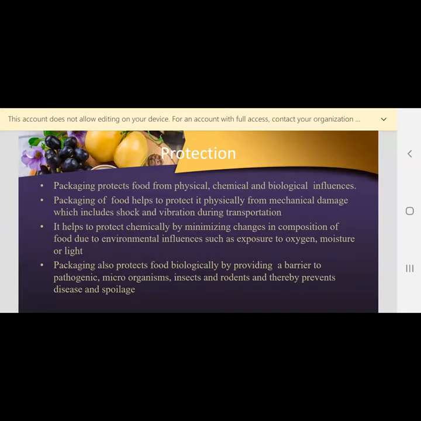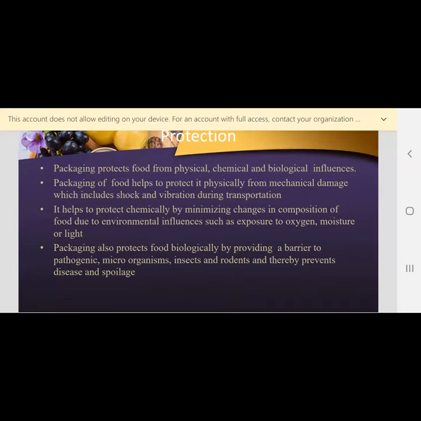Yes, sir. Okay. So we were in the protection part of the attribute. The second point: packaging of food helps against physical and mechanical shocks, acting as a barrier to food. The third point: it chemically minimizes changes of composition caused by light, oxygen, or moisture, which act as agents or catalysts for various physiochemical reactions. It also protects food from biological, macro and microbiological agents.